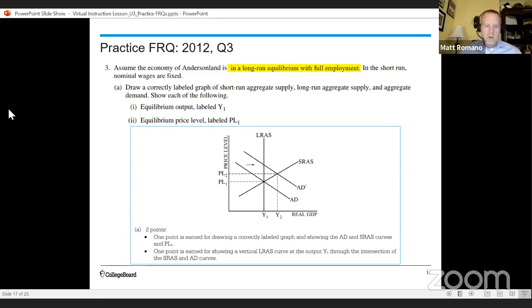So your answer? Price level on the y-axis, real GDP on the x, PL1, Y1 at long run equilibrium. That gets you the first point. LRAS running right through that intersection of SRAS and AD. Now, this graph is taken directly from the scoring guidelines. The graph itself shows the answer to part B, which we're about to discuss. So the increase that you see here in AD is not related to part A. We're going to come back to that in just a moment.